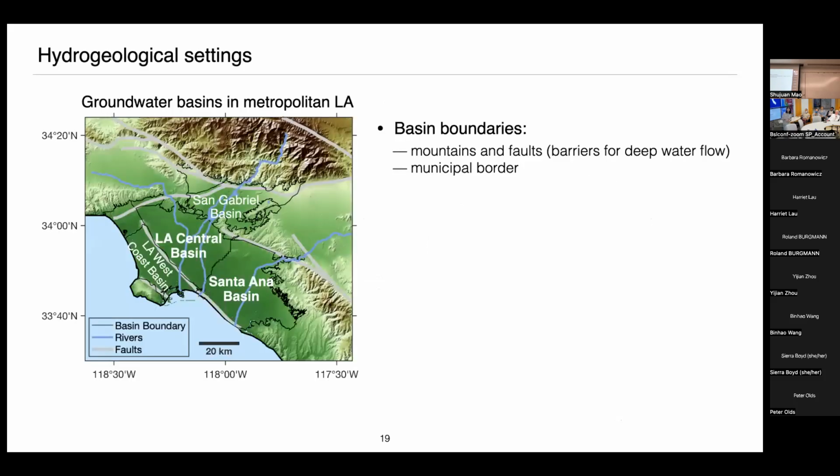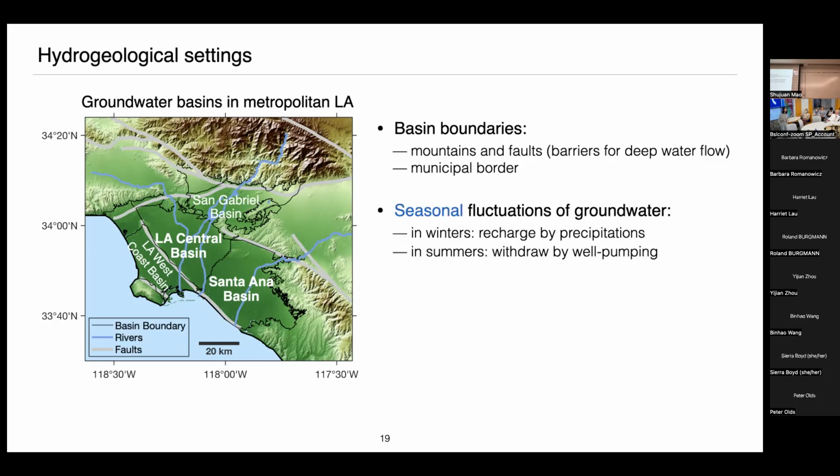So here is our study area in metropolitan LA, comprising a number of groundwater basins, primarily the Santa Ana Basin and LA Central Basin. These basins are mainly bounded by mountains and faults, which can serve as natural barriers for groundwater flow. They are also partly partitioned by municipal borders, and each of these basins is managed by a local water department. The groundwater storage in this area exhibits strong seasonal fluctuations due to recharge by precipitation in winters and withdrawal of groundwater due to heavy pumping in dry summers.